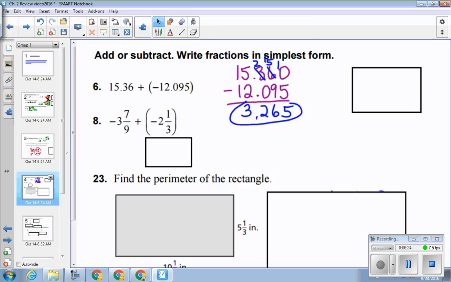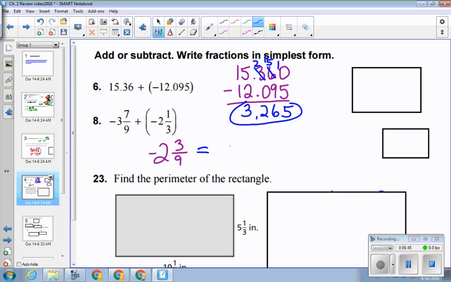Okay, for our second one, we're adding two negatives together, so we just add. We need a common denominator of ninths. So we're good to go if we change negative 2 and a third into negative 2 and 3 ninths. So now we have 7 ninths and 3 ninths, so that would be 10 ninths. So this is what we have so far. We have negative 5 and 10 ninths.